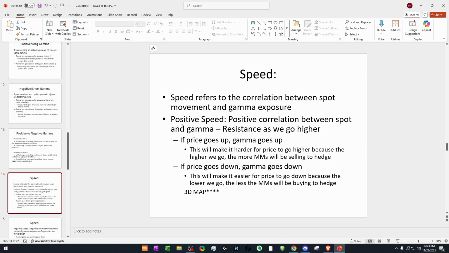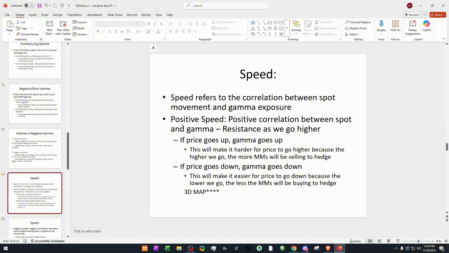Another thing that I look at is speed. So speed refers to the correlation between spot movement and gamma exposure. So there can either be positive speed or negative speed. Positive speed just means there's a positive correlation between spot and gamma. This acts as resistance as we go higher. So if price is going up, gamma is going up. This will make it harder for price to go higher because the higher we go, the more market makers will be selling to hedge. And if price goes down, gamma goes down.